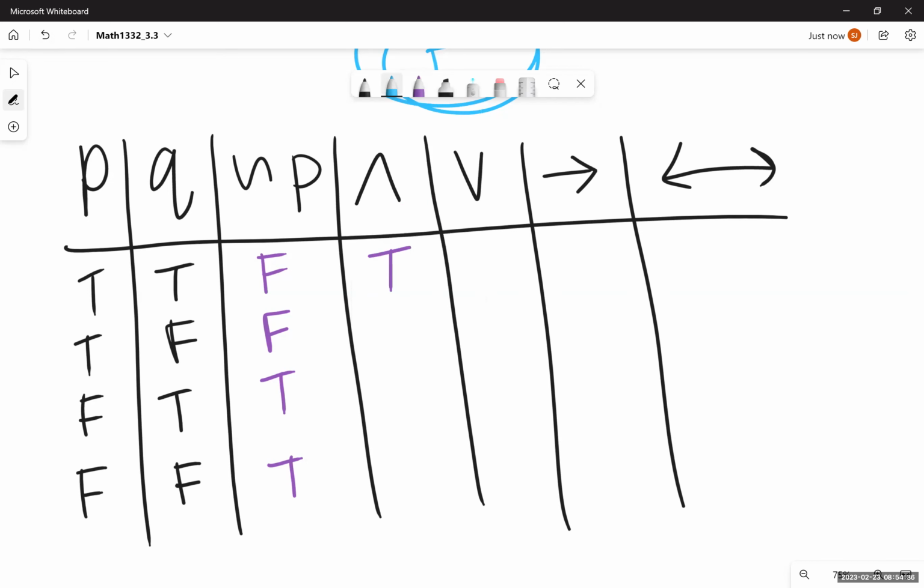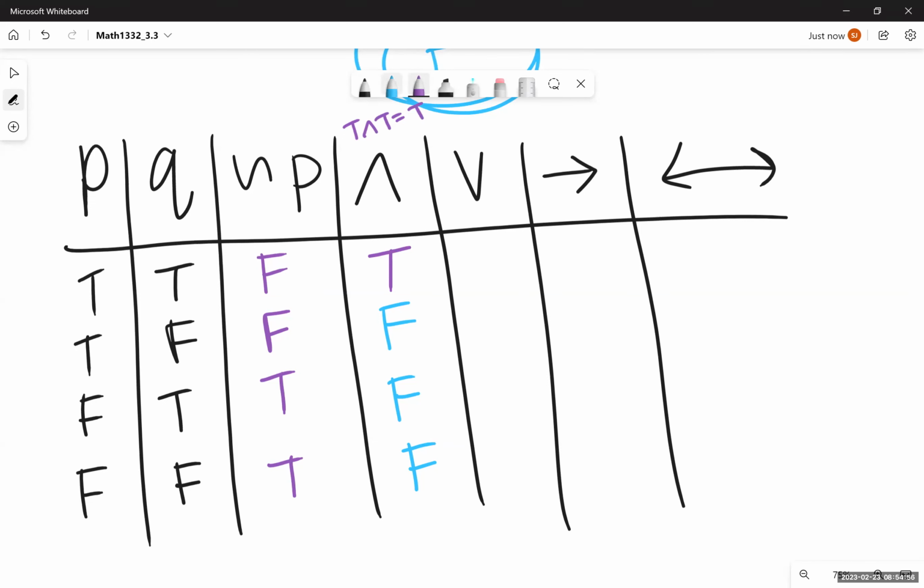Okay, is T and F true? No. Is F and T true? No. Is F and F true at the same time? No. They might be the same value, but they're not both true, right? Because remember, my little shortcut here was T and T is the only way I get T.